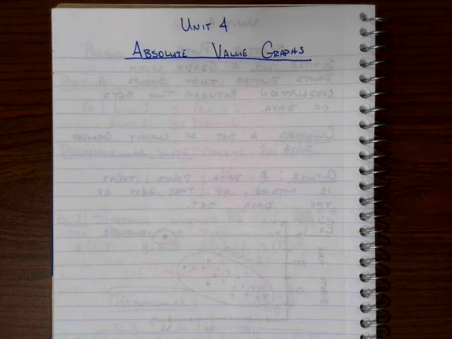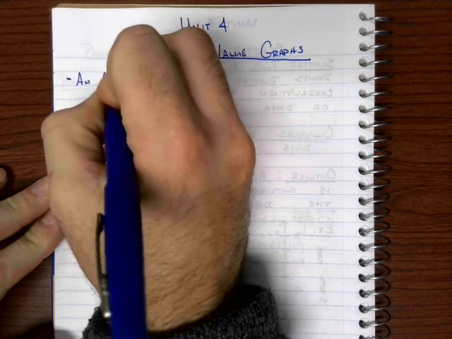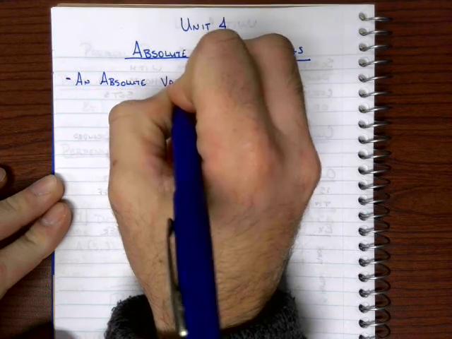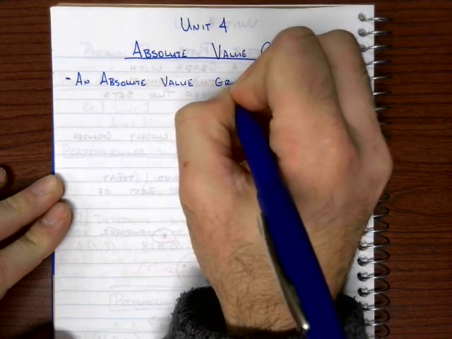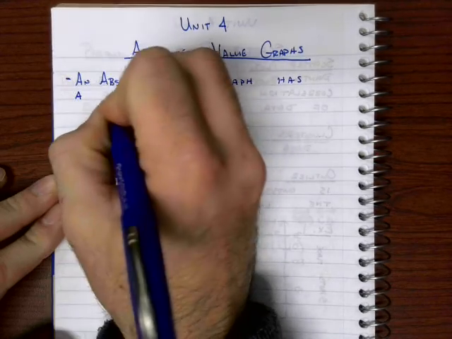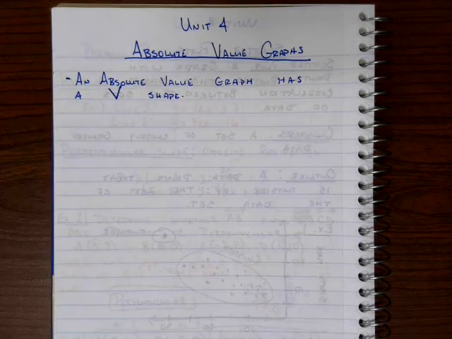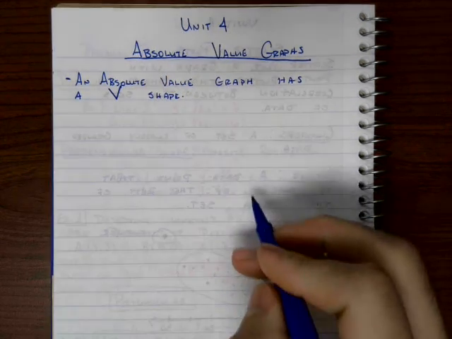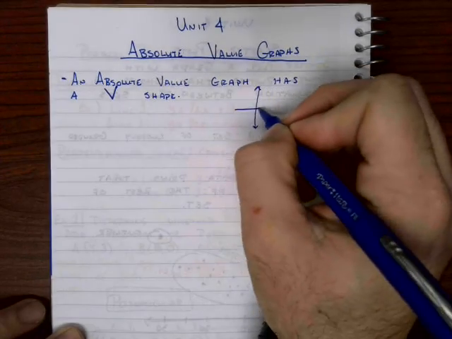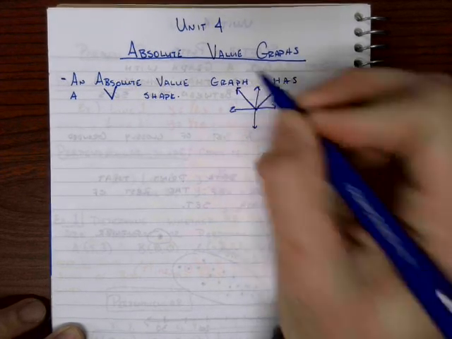So the first thing we want to talk about: an absolute value graph has a V shape. It's shaped like a V. If I was to graph that, it looks just like a V. So for example, I'll just sketch a little graph here. It doesn't have to be perfect. An absolute value graph would look something like that. It's just a V.